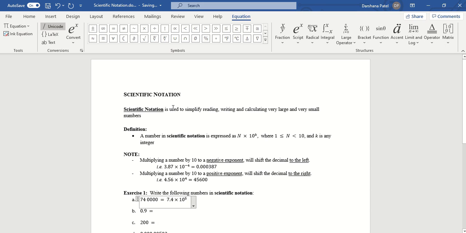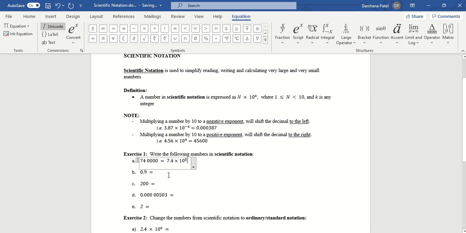Okay. Next one, we have 0.9. So moving the decimal 1 place to the right. Again, why to the right? Because we need a number between 1 and 10. 0.9 is not between 1 and 10. So if I move it 1 to the right, we will get 9 times 10 to the exponent negative 1.